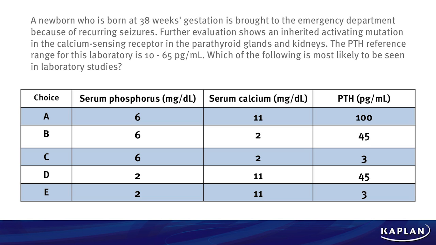You can see here the different option choices A through E, and various levels of serum phosphorus, serum calcium, and parathyroid hormone. Review the reference ranges that are given to you by the USMLE in order to determine the correct combination of laboratory values.